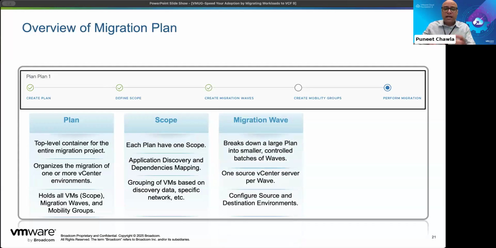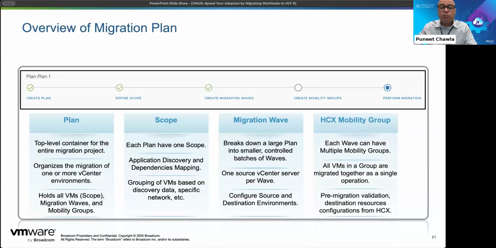Once we create the plan and the scope, next we will go and create a migration wave. Migration waves are part of the plan. So you can have multiple waves within a plan, but unlike the plan, waves consist of one vCenter. So if you have four vCenters, for example, you will have a minimum of four waves, but you can also create more waves if you like. And we will configure our source and destination environments within the waves.